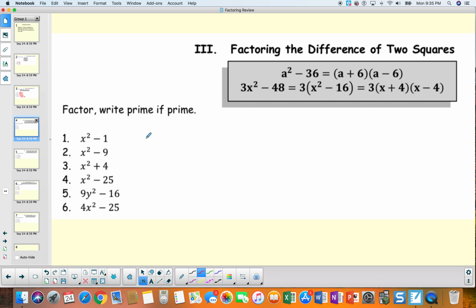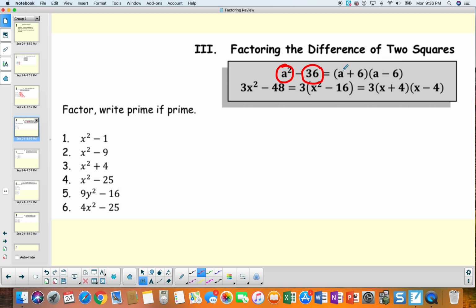Factoring the difference of two squares. This is not a trinomial. But what you should notice is that this number is a perfect square, and this number is a perfect square. And so what we do is we split up the a squared, a and a, and split up the 6, put a plus in one and a minus in the other.